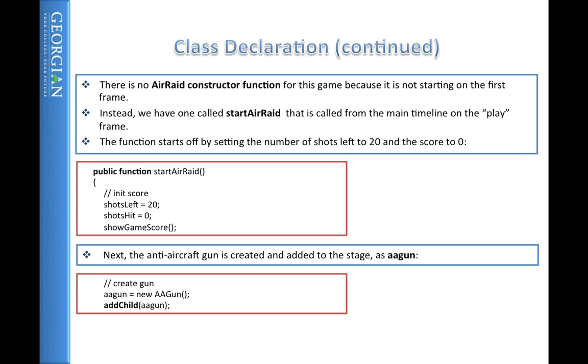It's not starting on the first frame, right? So we don't have a constructor. We have to have this thing called startAirRaid, and that's what we call our startAirRaid function, which is called from our timeline. Remember? Let's take a look.